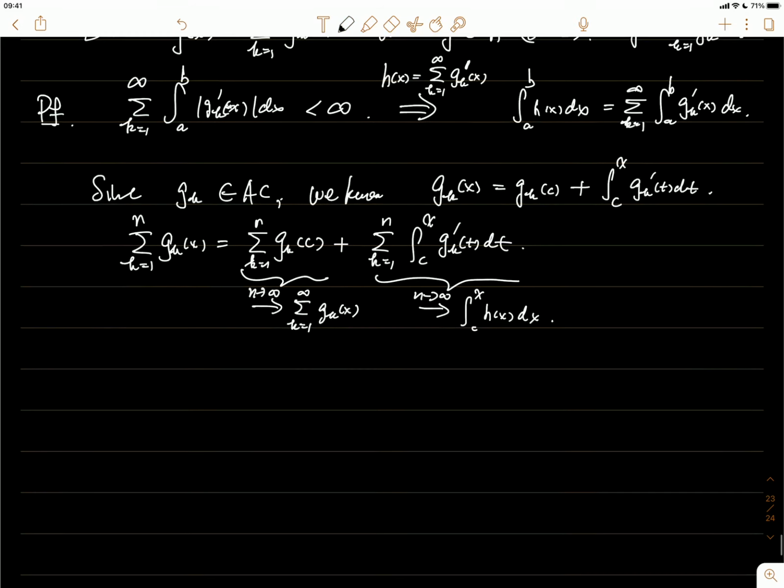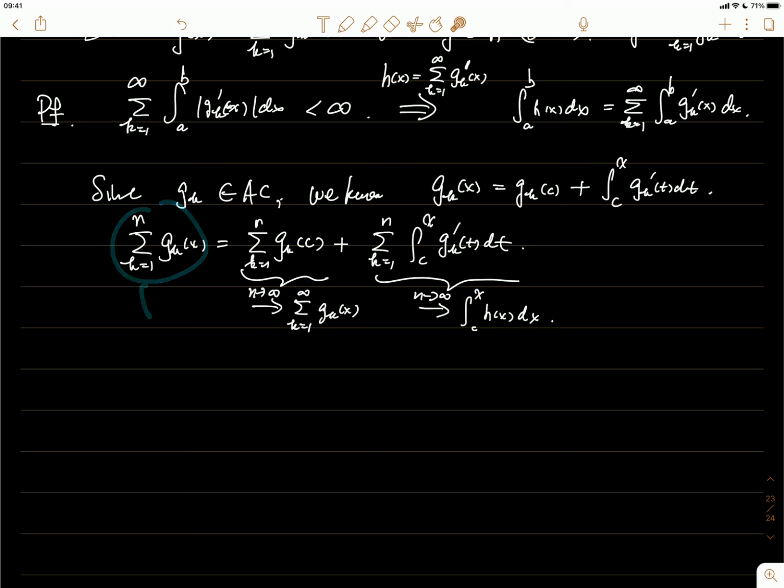Okay, because h will be integrable. So the right-hand side, both of the terms on the right-hand side are well defined. They're finite. So that's why this is well defined. So this is just convergent to the left-hand side, just convergent to the sum of these two. So this is what we're going to define.